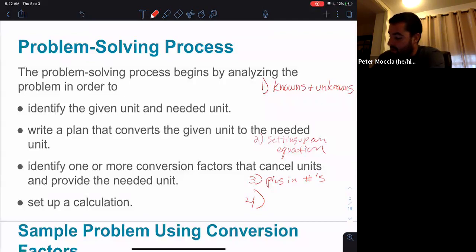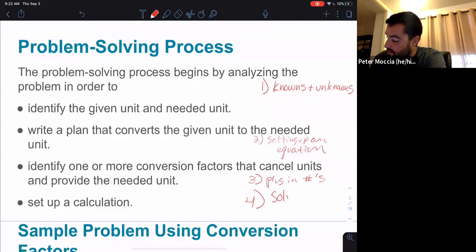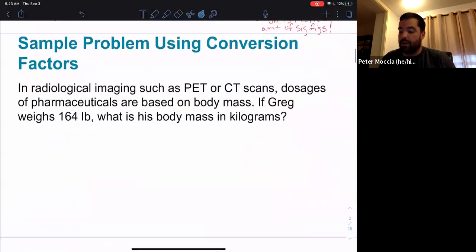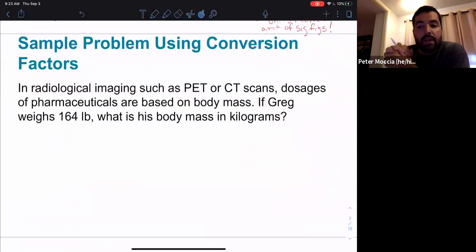Okay, and number four, set up a calculation. So you're going to solve, and then there's two parts to having the correct answer. Okay, you want to solve with the correct units and correct amount of sig figs. Okay, so we are just going to do one just simple conversion.